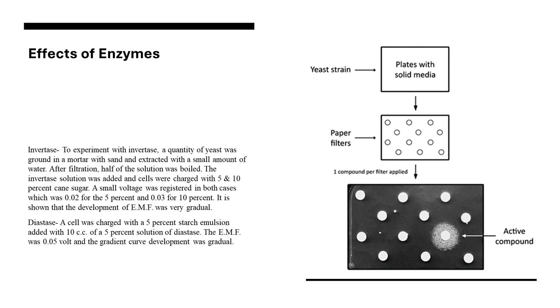To experiment with diastase, a cell was charged with a 5% starch emulsion added with 10 cc of a 5% solution of diastase. The EMF was 0.05 volt and the gradient curve development was gradual.